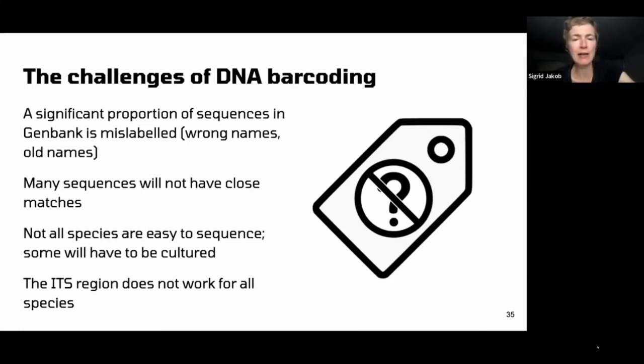Not all species are easy to sequence, like carbonaceous Paranomycetes, which, as we have discovered in our club, are a pain. You're going to have to culture them on agar and then sequence the mycelium. And the ITS region does not work for all species. In fact, there are other regions you can sequence, and it's good practice if you're going to write a paper to do that. But this talk is not long enough to accommodate that detour. So it's definitely the beginning of a journey rather than the end.